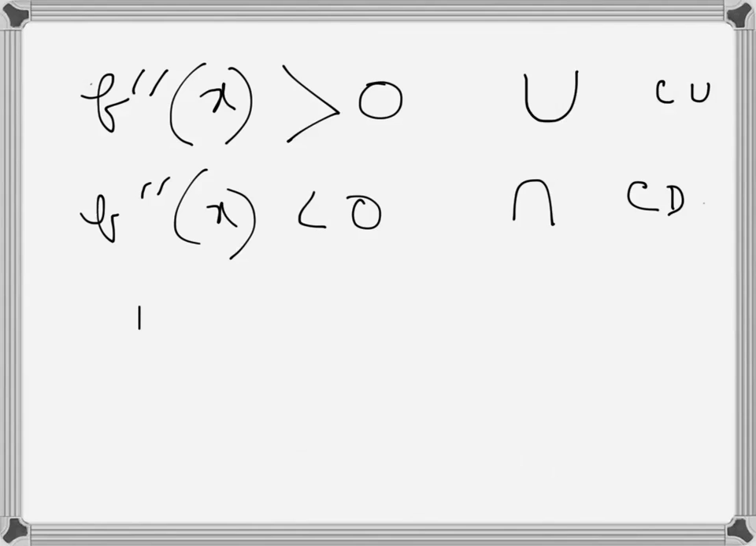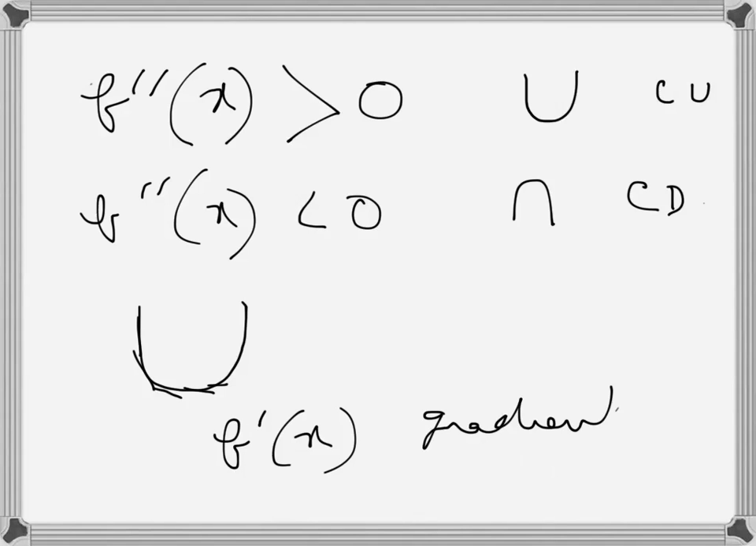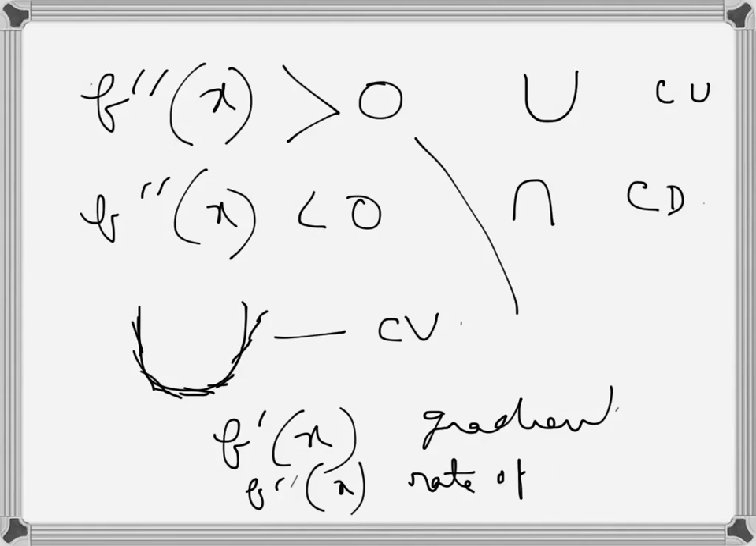And the reason is that the second derivative actually talks about the rate of change of the gradient of the tangent, because this is the first derivative, which is the gradient of the tangent, and the second derivative says about the rate of change of that gradient. So when that rate of change is positive, that is this one, then this is concave up. So that's this case.